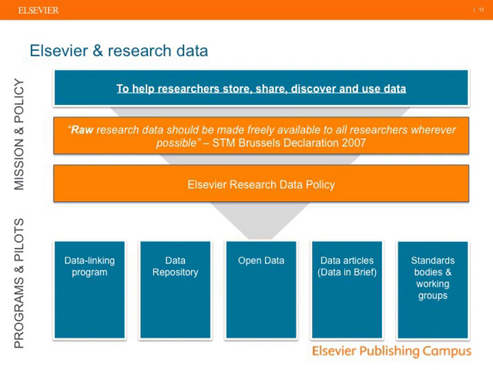Now, this is something that we've been thinking about for a while already. I think this year, or maybe last year, data has become a much more important topic. You can now read about it in newspapers, and many different parties are becoming involved in data sharing. But I do think the issue has been around for longer. And already in 2007, Elsevier, together with other publishers, signed the Brussels Declaration. And the Brussels Declaration states that raw research data should be made freely available to all researchers wherever possible.